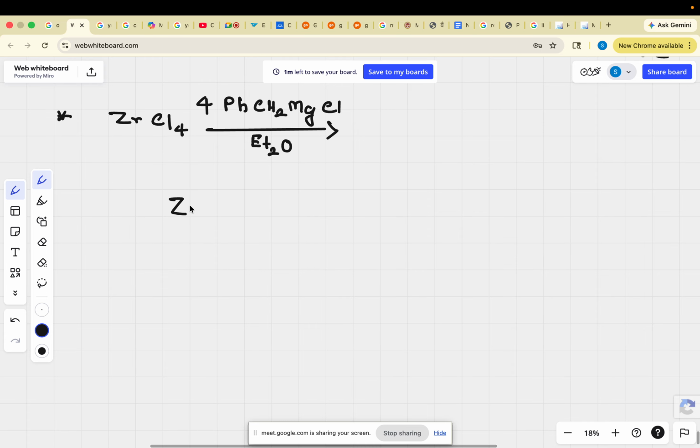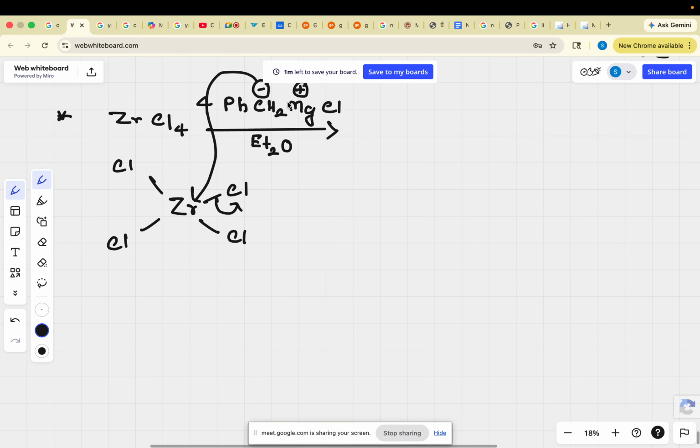Basically, if you see, you have this zirconium chloride. So you have this metal chlorine bond, and this is your Grignard reagent. Magnesium is positively charged, and this carbon is negatively charged. So this carbon center will attack on the zirconium center, and chlorine will leave from here.